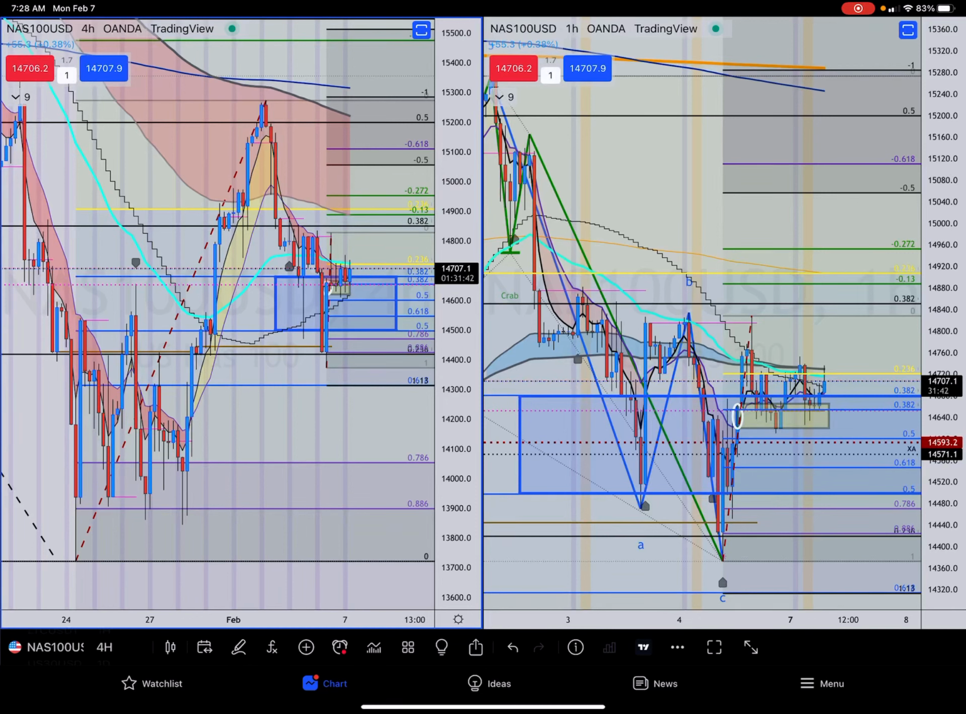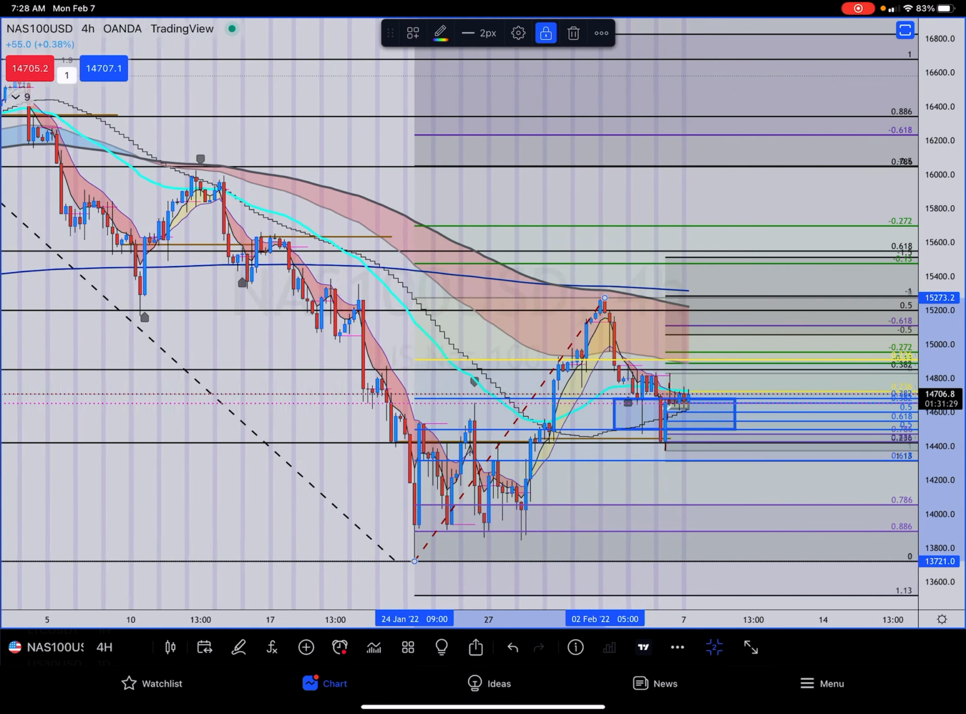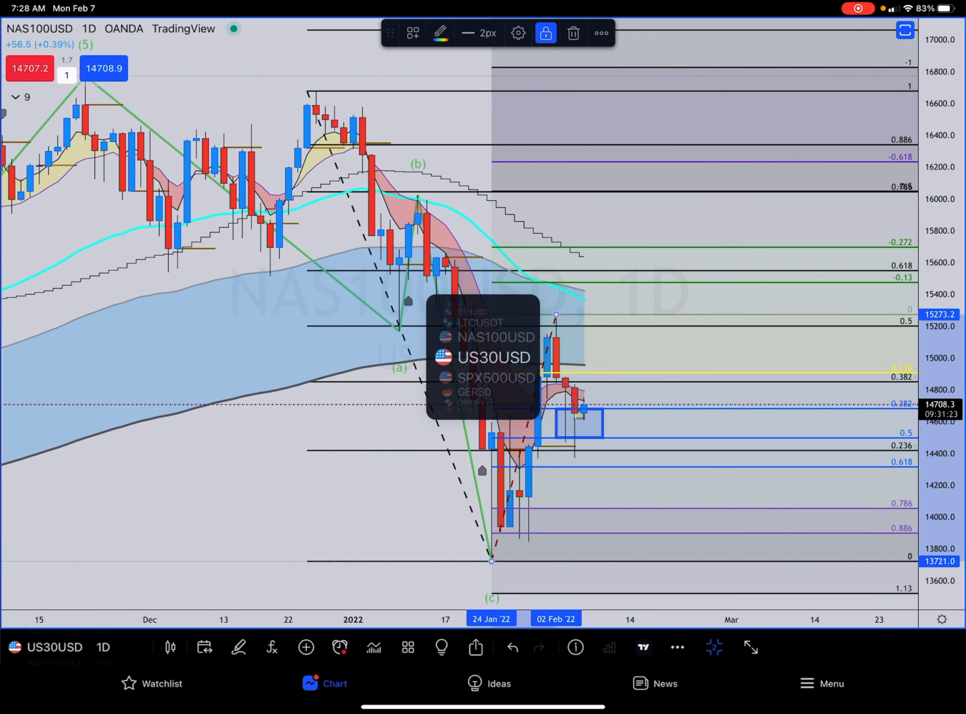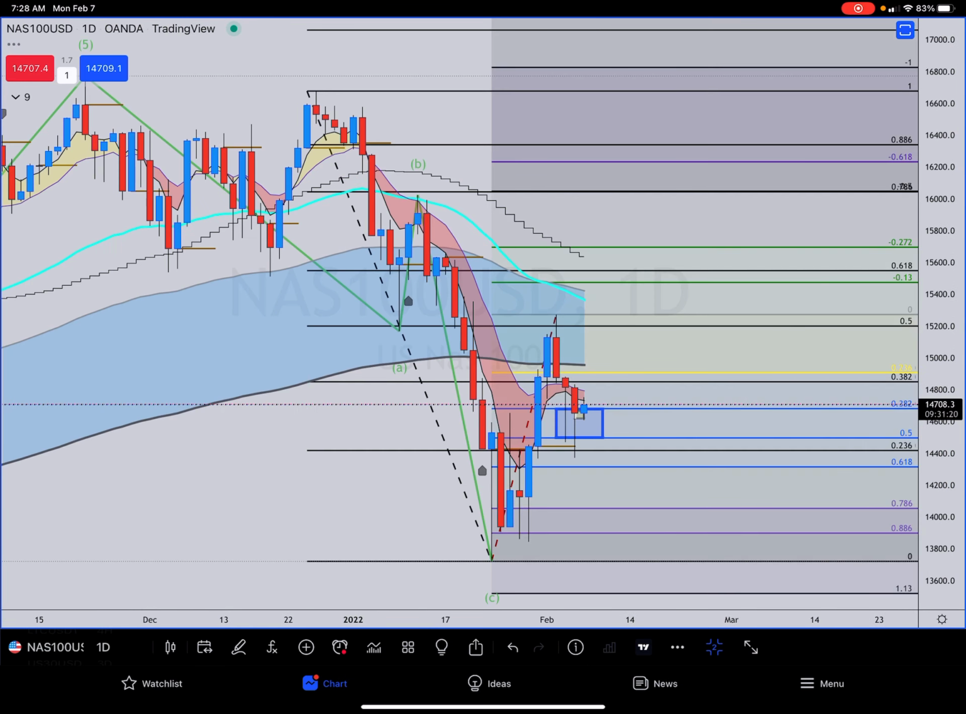Okay, so I see a potential setup here on NASDAQ. Let's see if I can describe it the best way I can. I'm going to go to one screen, pull it up fully. Now, what I see is, let's go to the daily time frame.